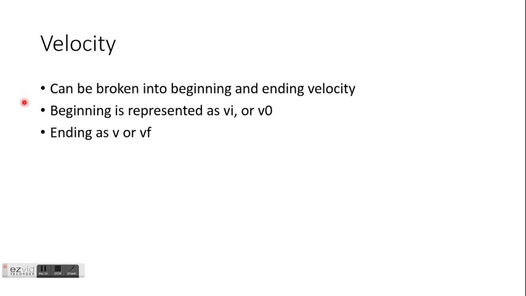Velocity is actually two parts. There's beginning velocity and ending velocity. Beginning is represented as v initial, vi, or v naught, and ending as v or v final.